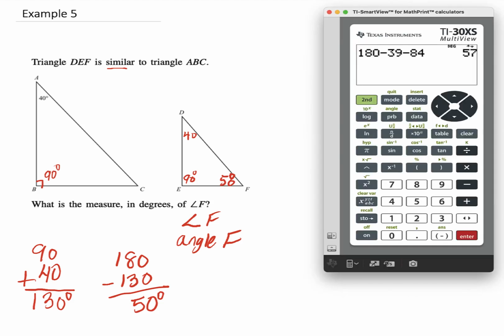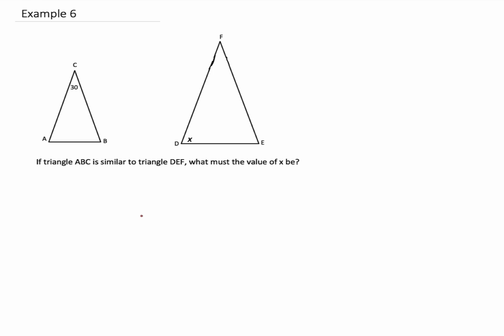Again, if you were using the calculator, 180, take away 40, take away 90, 50 degrees.